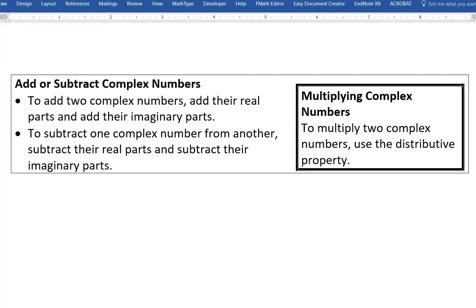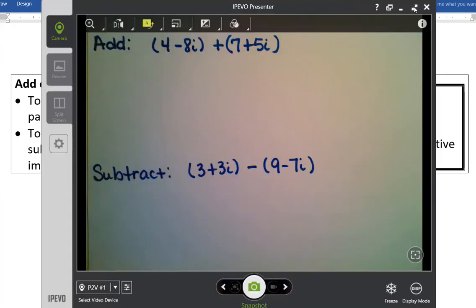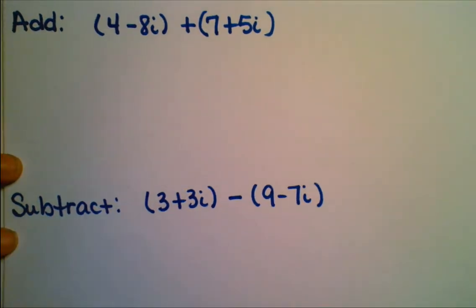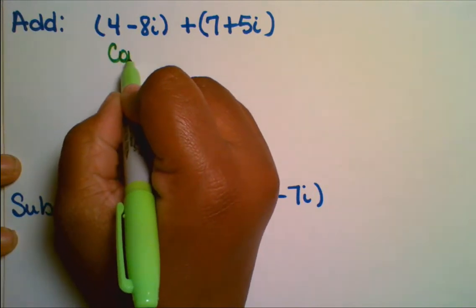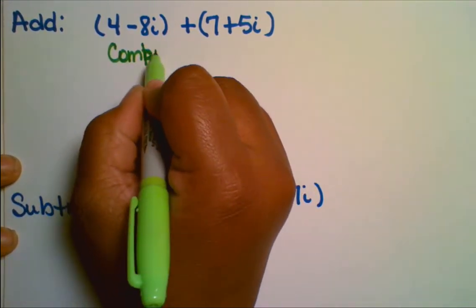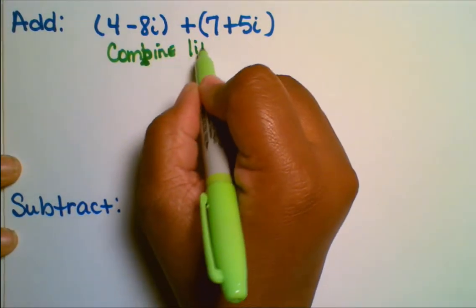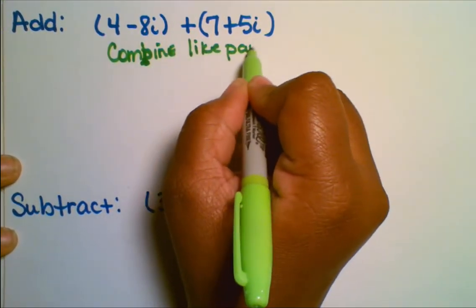So, with this example, basically we are combining like terms, okay? Bringing together our parts. Combine like parts.